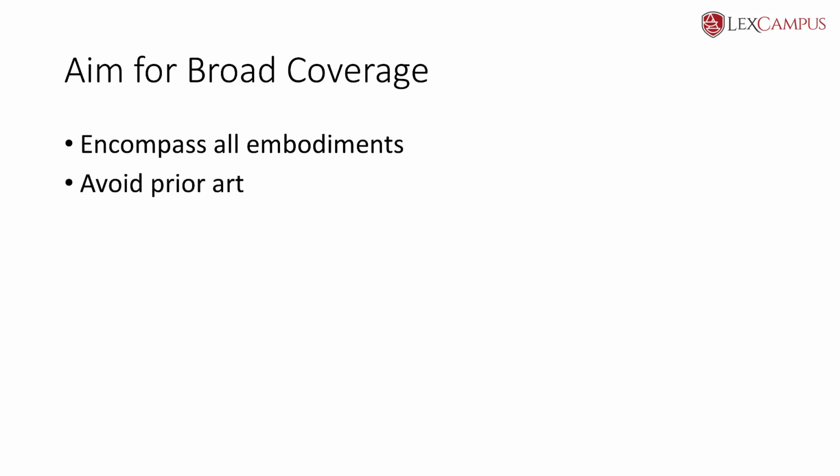You will ensure that you can only claim an invention, or the scope of the claim can only be as far as the prior art will permit it to be. So you should avoid the prior art and at the same time have a claim as broad as what the prior art will allow you to have.